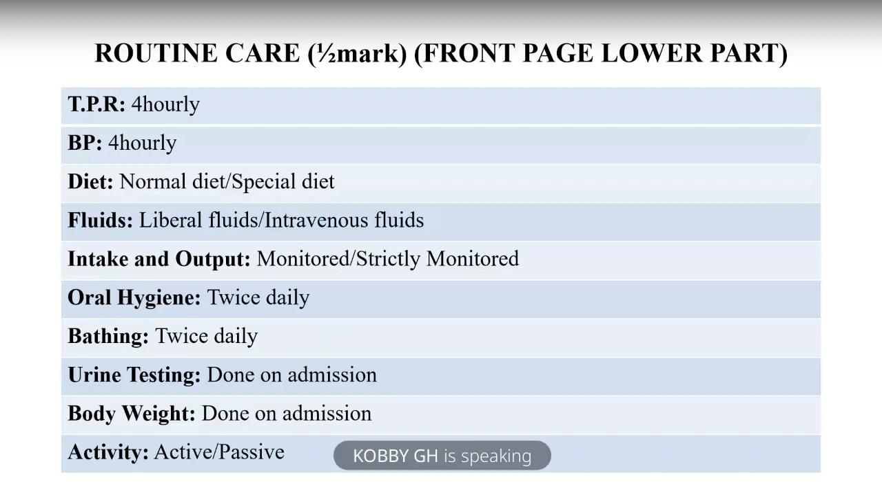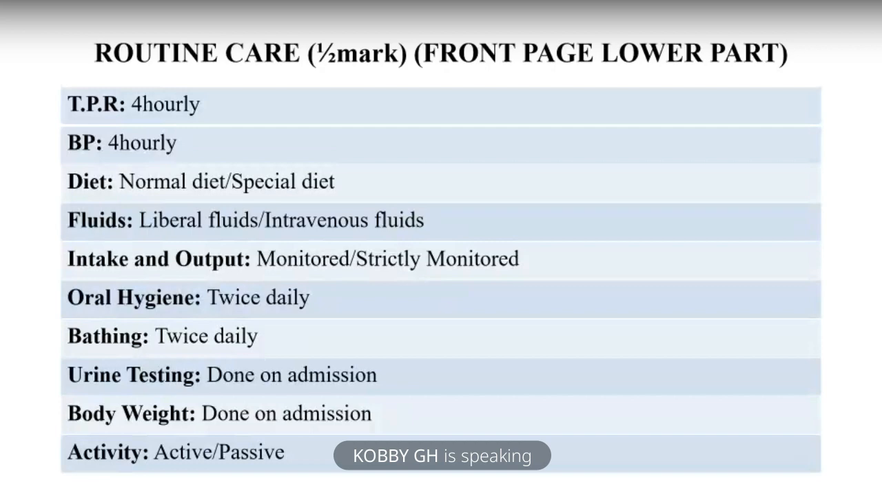If it is an immediate post-op case, or any post-op case, usually intake and output should be strictly monitored. If the patient is on a urethral catheter, usually it should be strictly monitored. If a patient has any underlying renal condition or heart condition, intake and output should be strictly monitored. Oral hygiene twice daily.